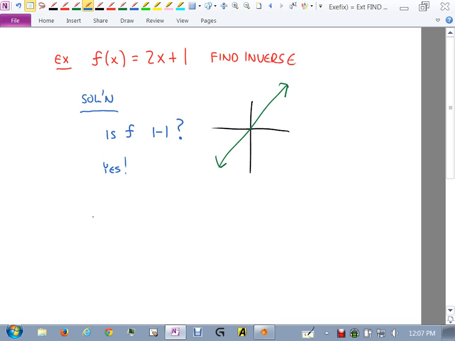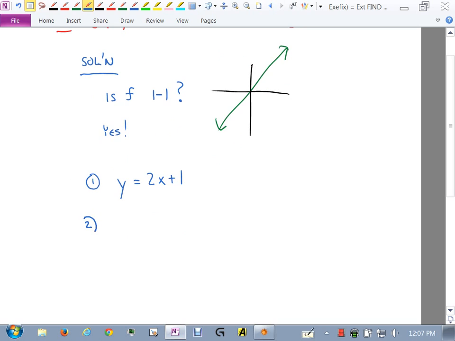And now we go through the process. First step, I'm going to do what? Replace f of x with y. So I'm going to rewrite this thing, except it's going to look like this: y equals 2x plus 1. That's the first step. Second step is to do what? Swap the x and y. That means I want my y to become an x, and I want my x to become a y. Why is it that I want that? Why am I doing this step?